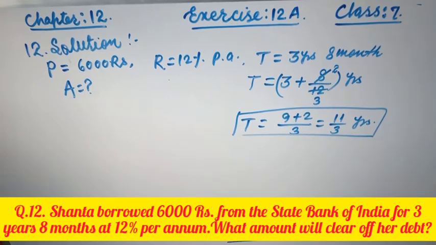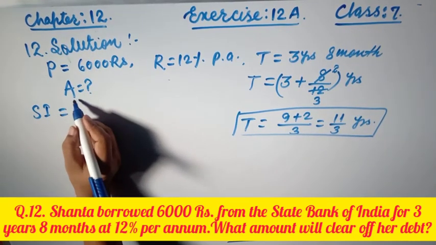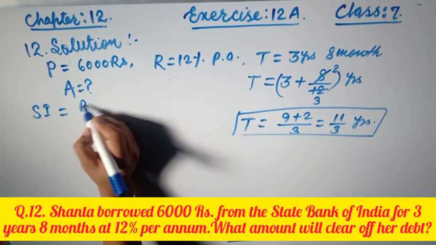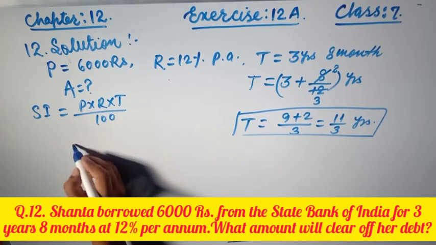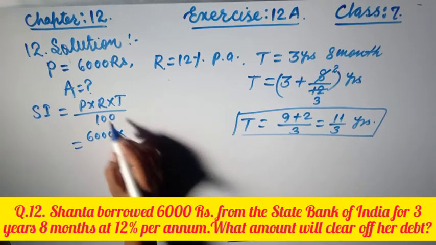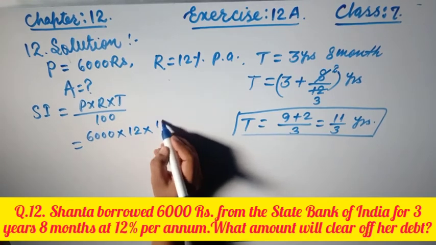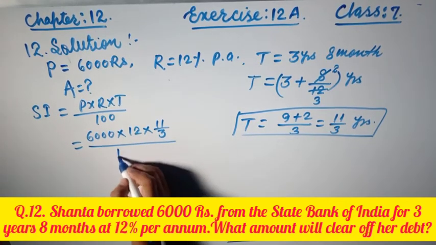Now we are going to apply the same formula. First we have to find the SI, then add SI to this P, and we will get the amount. So SI is equal to P into R into T divided by 100. So P is 6,000 multiplied by R, which is 12, and the time T is 11 divided by 3, and the whole divided by 100.